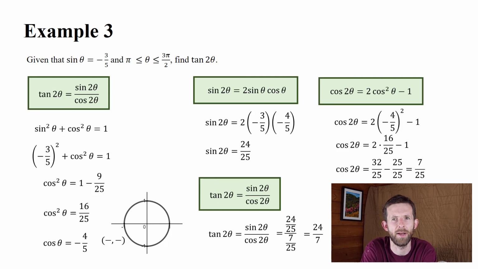So with a problem like that, when I'm looking for tangent of 2 theta, I need the sine of 2 theta, I need the cosine of 2 theta, I've got to work everything out, and I end up with 24 over 7. And that is my answer.